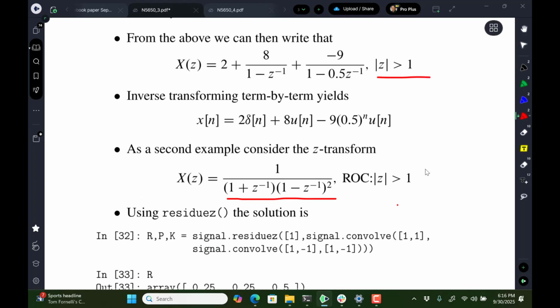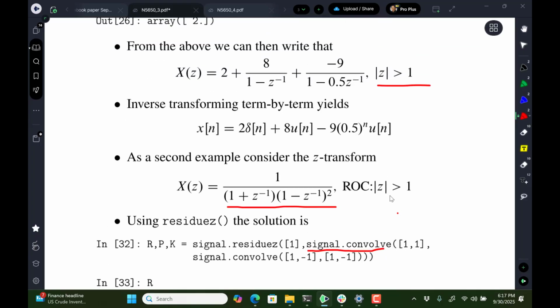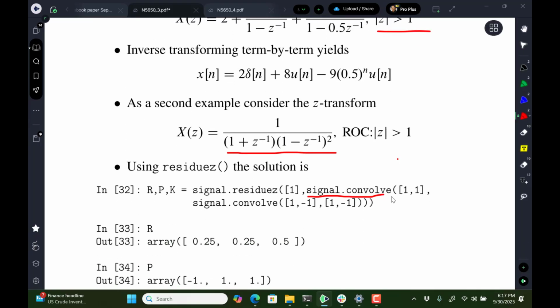So let's take the second example, where we have the repeated root at z = 1, and then we have another root at z = -1. So plug that into residuez. And here I do a little trick. I use signal.convolve, and I'm being lazy here. In this particular case, I don't want to have to do this multiply out.